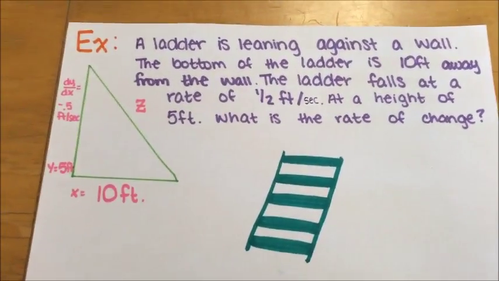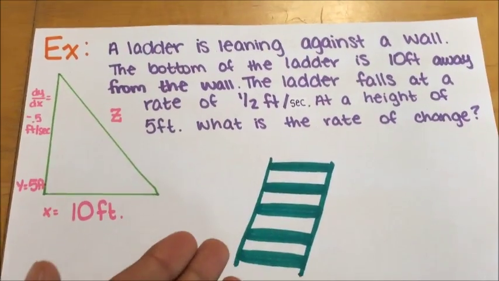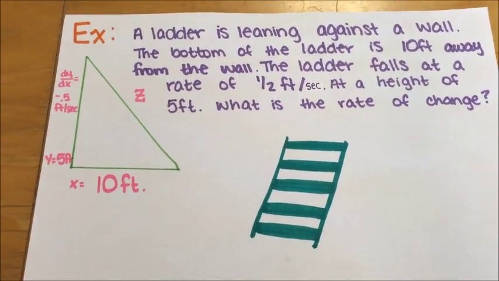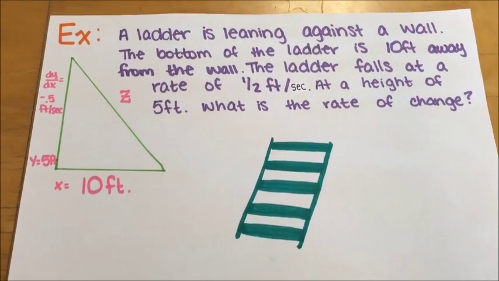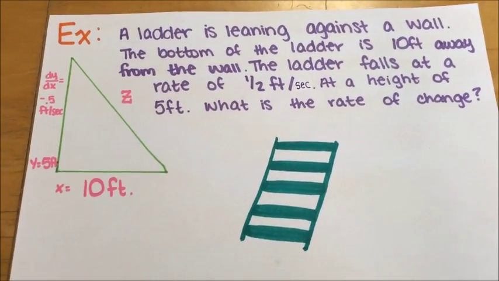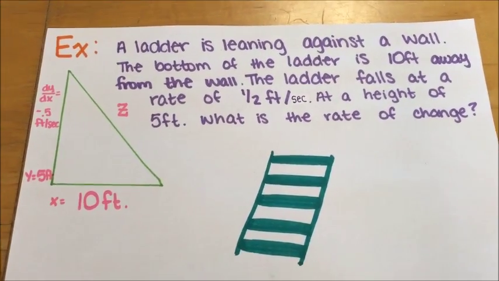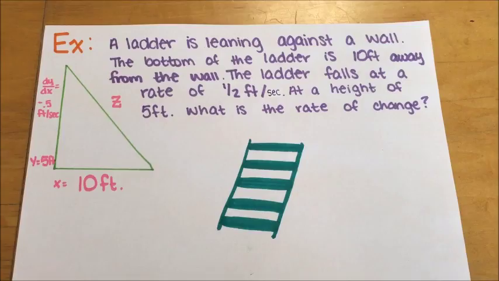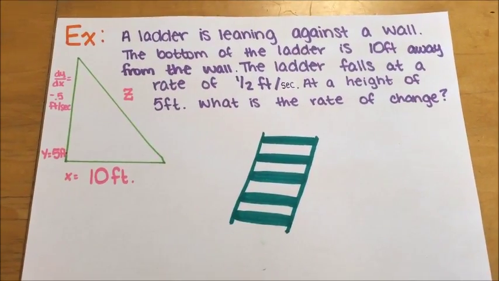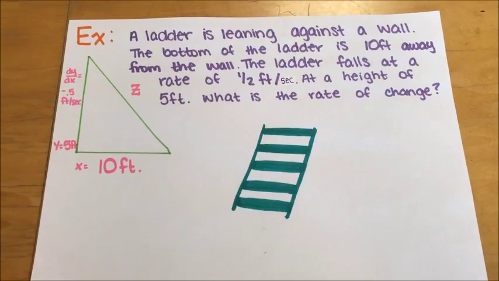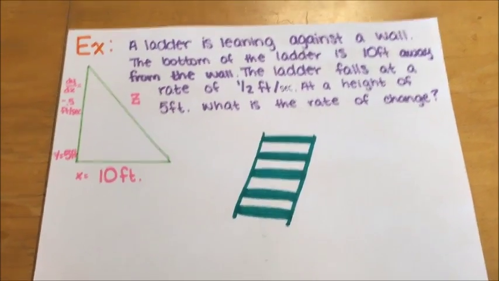Okay, so we have this beautiful retractable ladder over here, and it's leaning against a wall. The bottom of the ladder is securely bolted to the ground 10 feet away from the wall. Now the ladder is falling down the wall at a rate of 0.5 feet per second, at a height of 5 feet from the ground. What is the rate of change of the ladder's retractability?